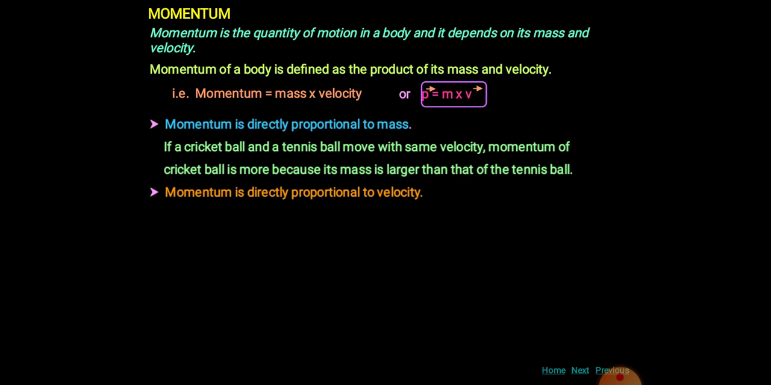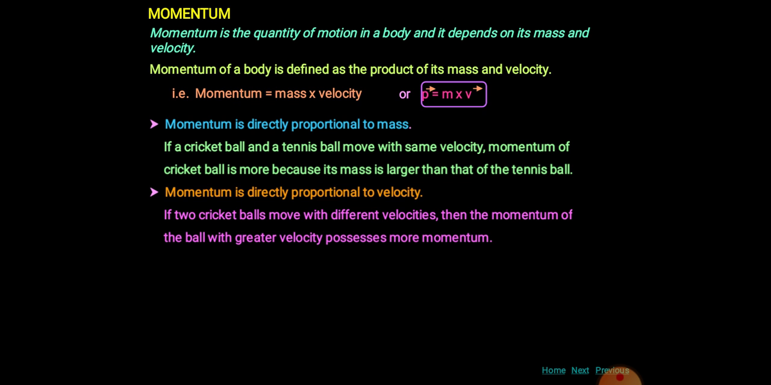Now let us try to understand about velocity. If we see this formula, P is equal to m into V, the momentum is directly proportional to velocity. Here if we have two cricket balls moving with different velocity, then the ball with the greater velocity possesses more momentum.